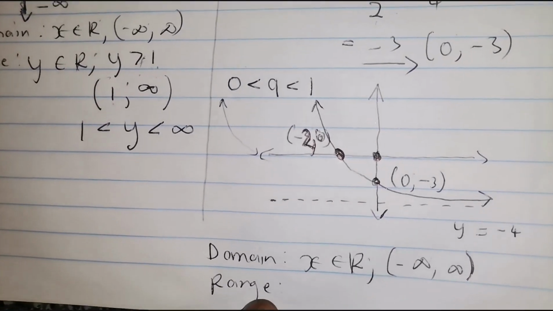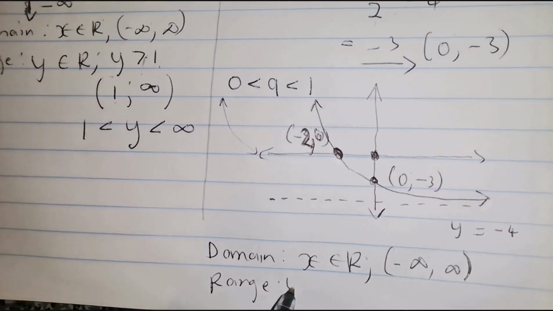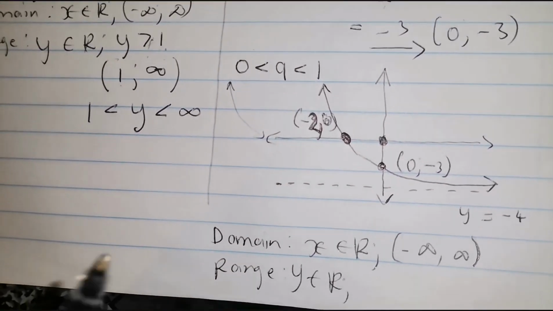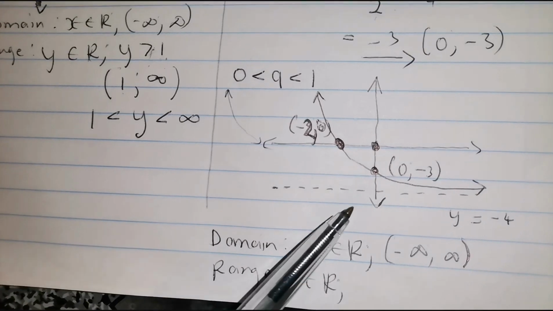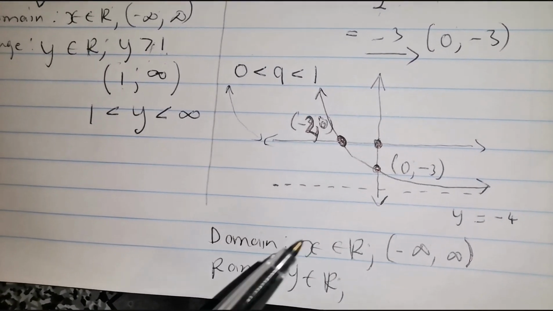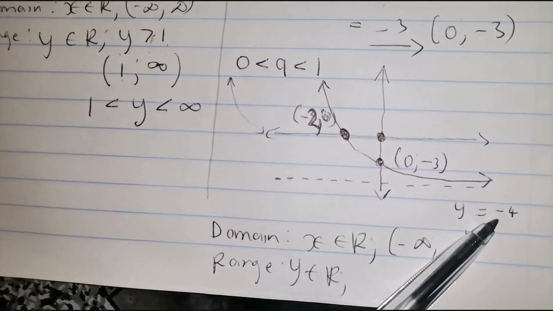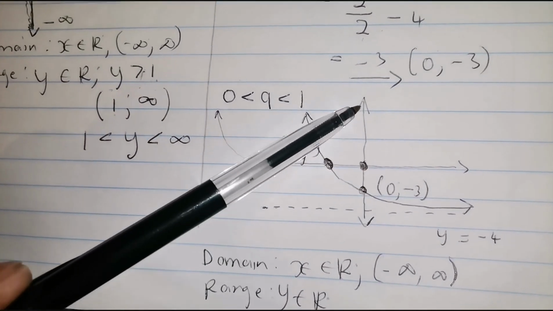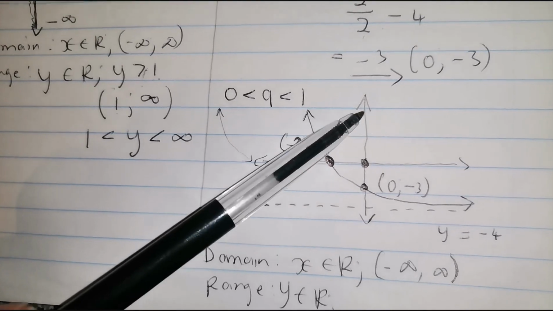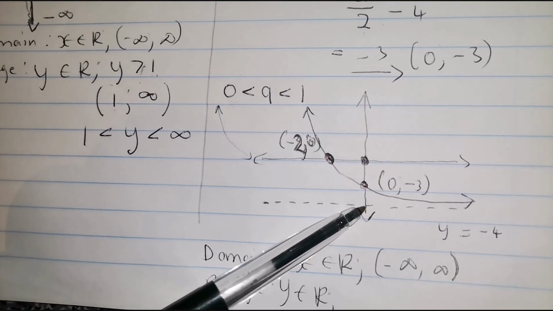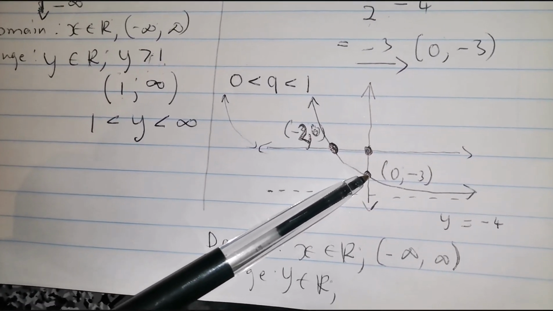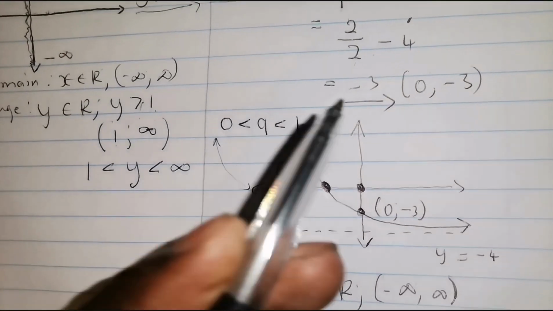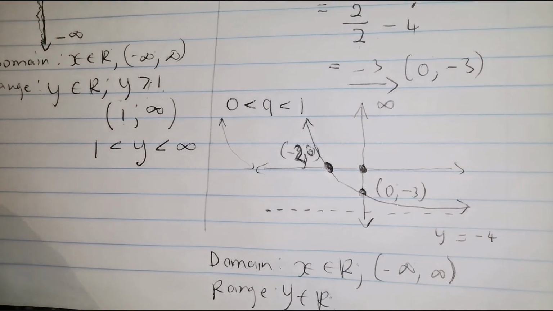Then our range is so simple. y is an element of real numbers, such that, let's check our range. Our range is visible here, our graph is visible in terms of our y values from negative 4, negative 3, negative 2, negative 1, 0, 1, 2, 3, 4, 5 to positive infinity. All those values are visible.